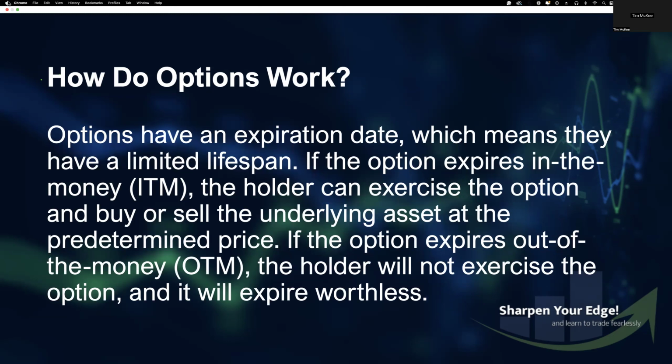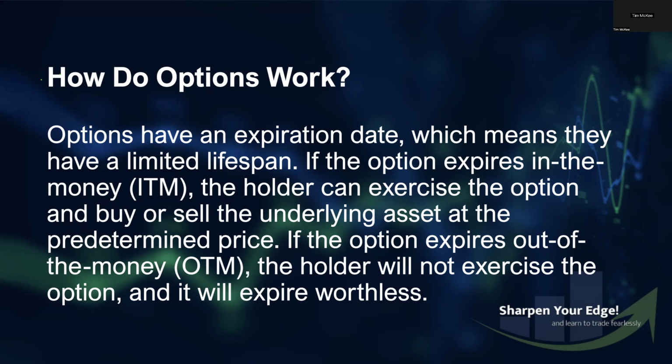How do options work? Well, options have an expiration date, which means they have a very limited lifespan, depending on where the expiration is. For instance, our expiration is always tomorrow. For Keith, it's next week. If the option expires in the money, and that is anything in the blue field on your option chain, the holder can exercise the option and buy or sell the underlying asset at the predetermined price. Now, if the option expires out of the money, anywhere in the black area on your option chain, the holder, you and I, will not exercise the option and it will expire worthless.